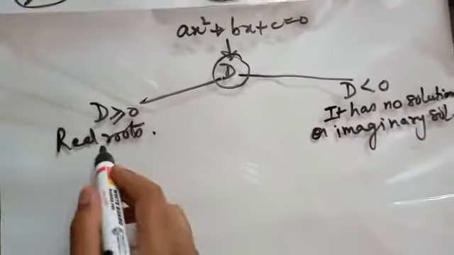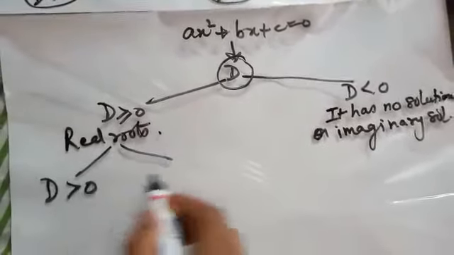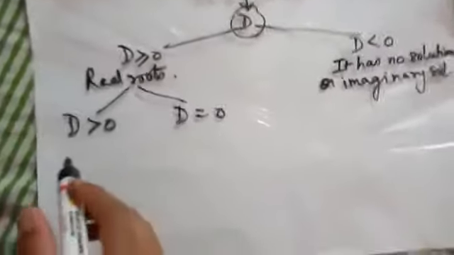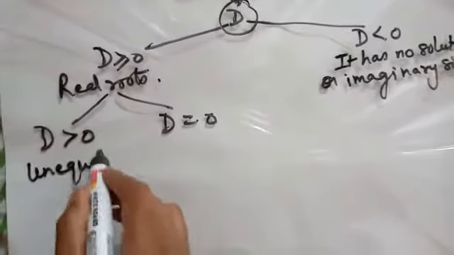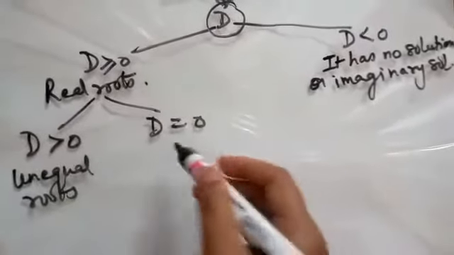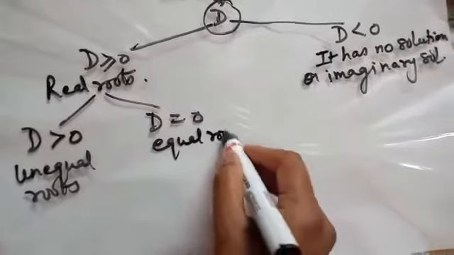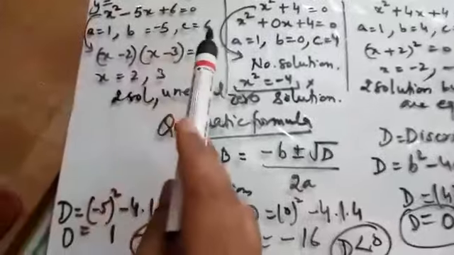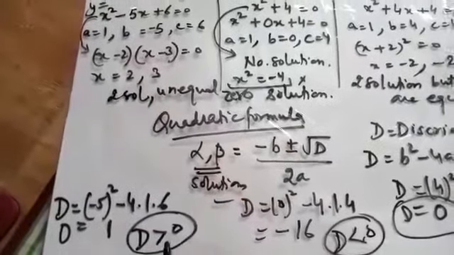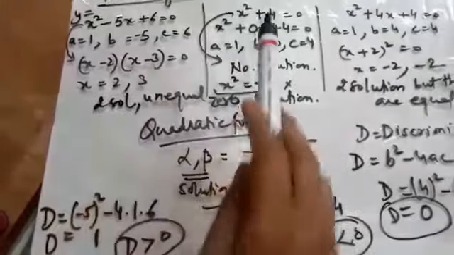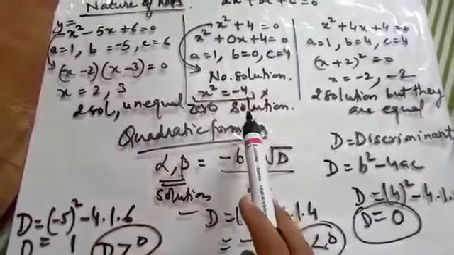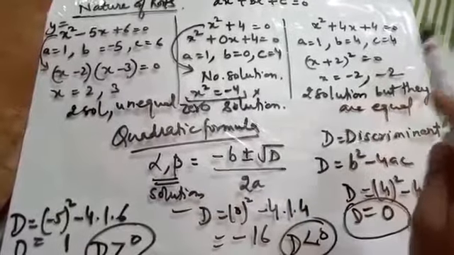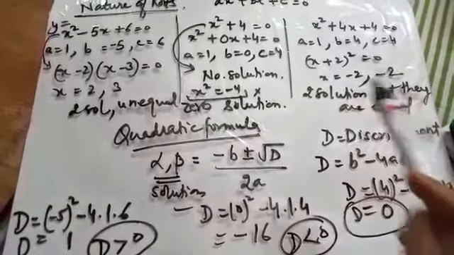Now, real solutions are again of two parts. If d is greater than 0 and if d is equal to 0. If d is greater than 0, then real already, unequal roots. And if equal to 0, then equal roots. And this we have already checked that for x square minus 5x plus 6 is equal to 0, the value of d was coming out to be greater than 0, and that means two solutions. For x square plus 4 is equal to 0, the value of d was coming out to be negative, and that means zero solution. For x square plus 4x plus 4 is equal to 0, the value of d was equal to 0, and hence two solutions.